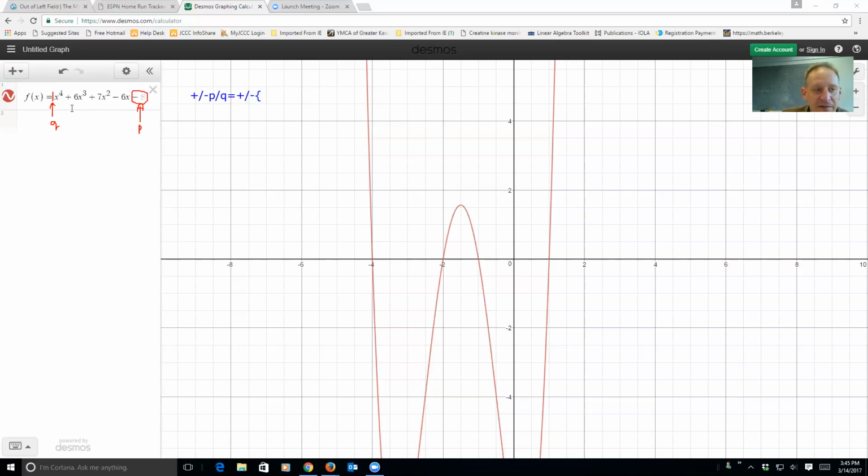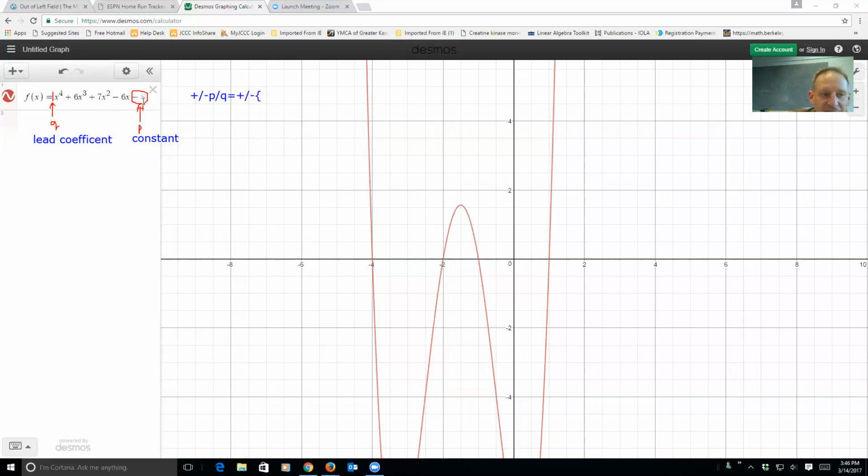Essentially there's a process that we can use to go through this. The first thing that I would do is the rational zero theorem. You might remember it with your P's and Q's. It says that if you have zeros of a polynomial with real coefficients, you take all the factors of P over all the factors of Q, where P is the constant term and Q is the leading coefficient.